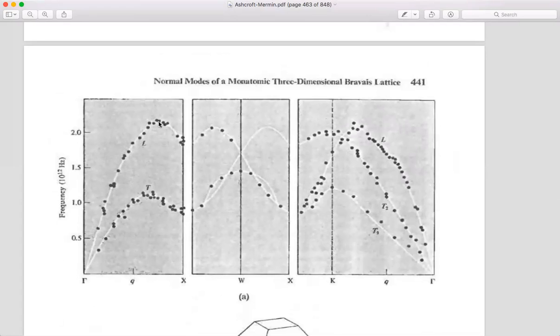So the highest modes are here, and at the zone boundary, let's say this longitudinal mode along the gamma X direction has this sort of frequency. If we just take the order of magnitude, these frequencies are of the order of 10 to the 12 hertz, 1.5 times 10 to the 12 hertz.